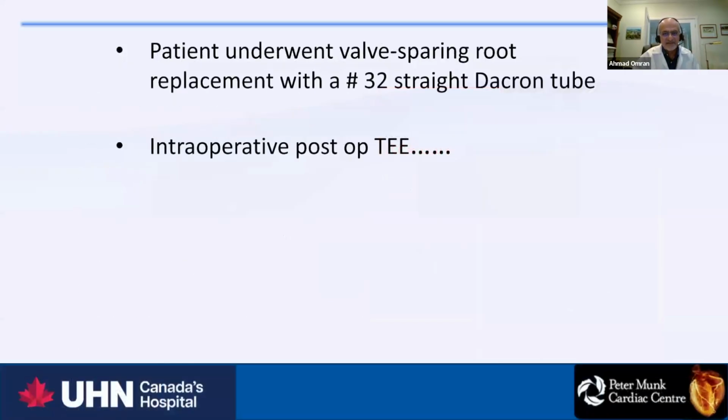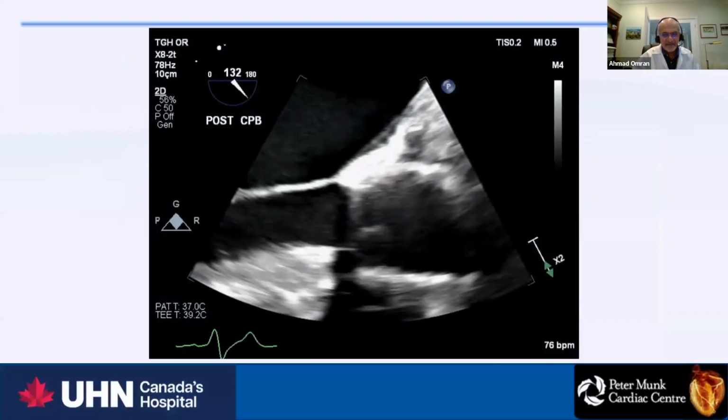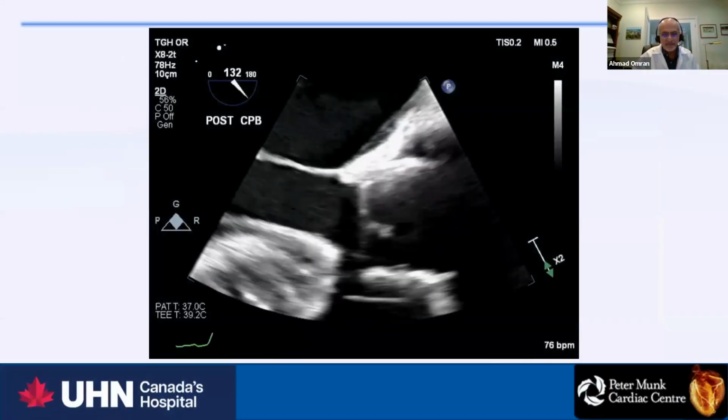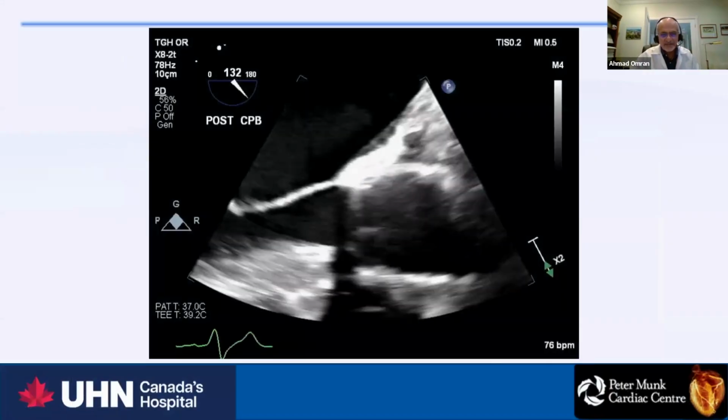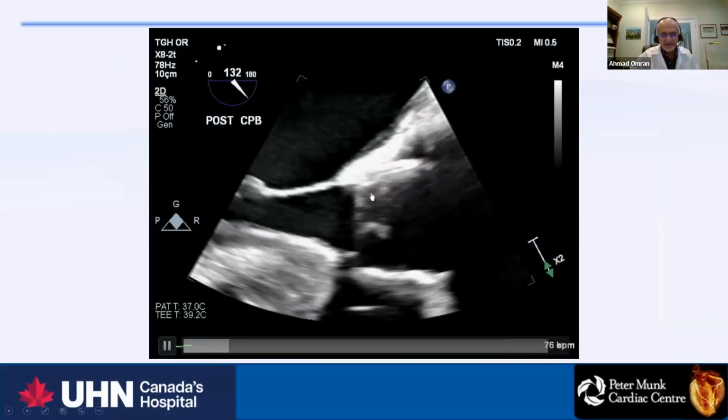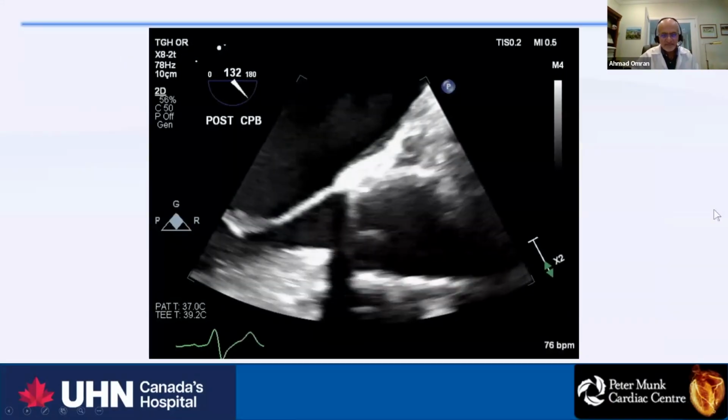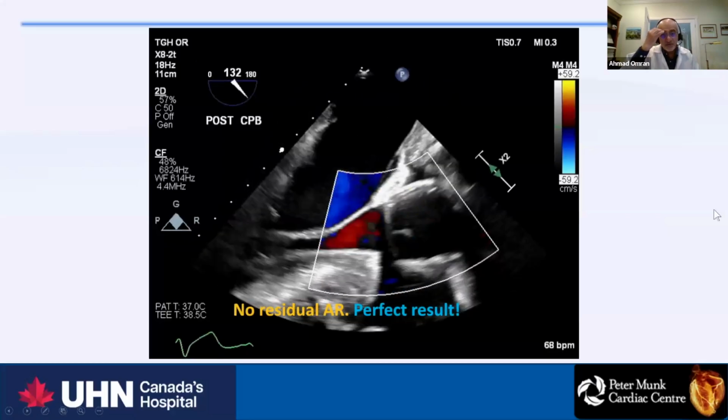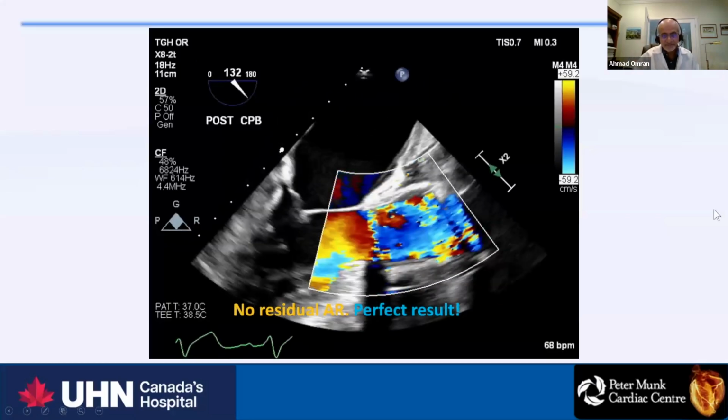Okay, so this patient had a valve repair and had a valve sparing, and you see the post-op. So this is the Dacron here. You see the brightness, and the valve is at the middle. Very good coaptation, and you see almost no AI, or very zero AI.